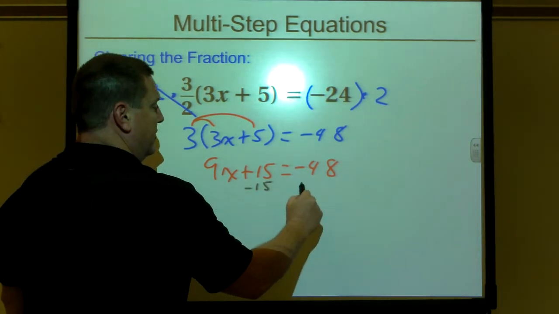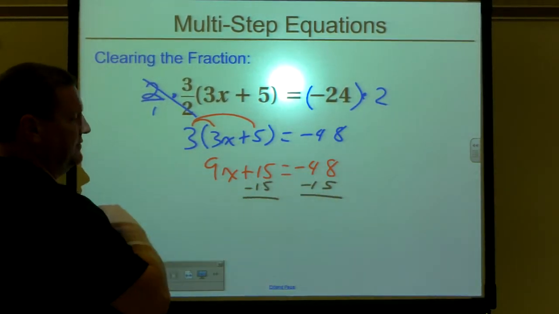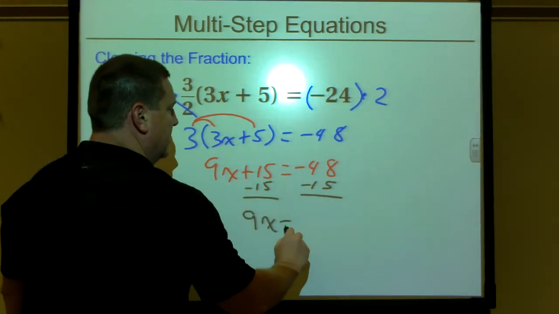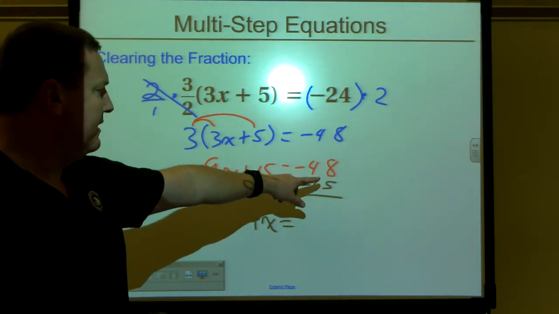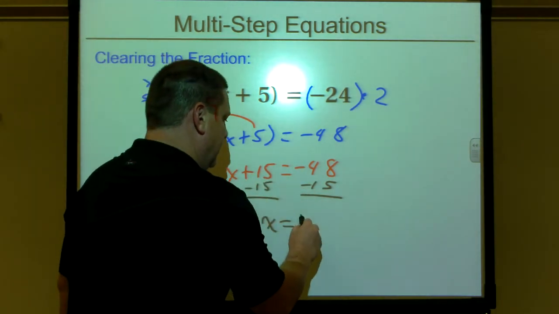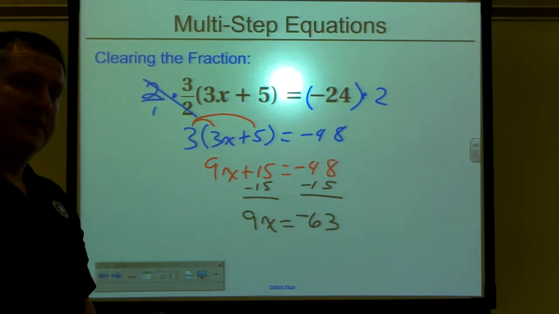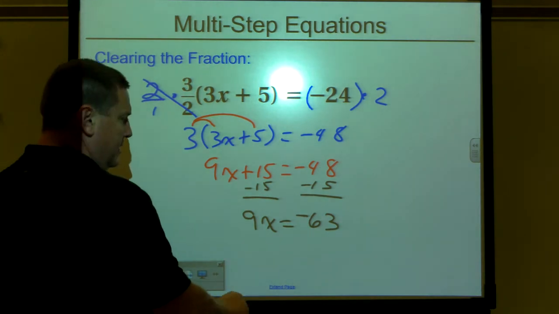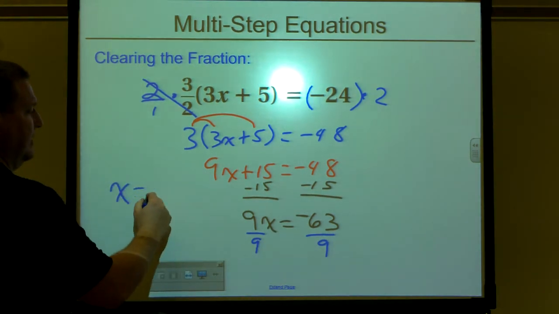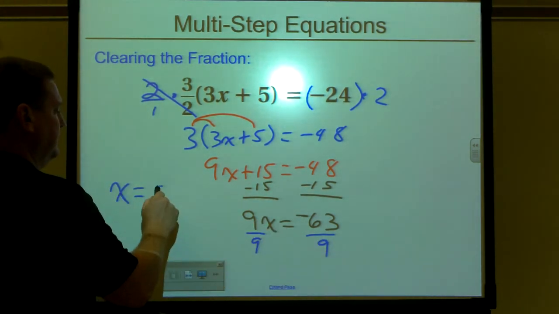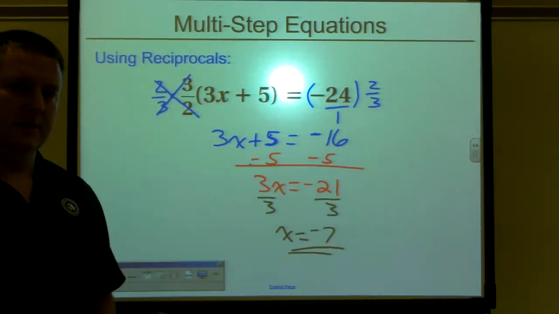I can use reverse PEMDAS here. So minus 15. So we have 9x is equal to, and again, use a calculator here because a lot of people are going to get this wrong. This is negative 48 minus 15, which is going to give you a negative 63. Remember, I should end up with the same answer as I had before. So all I got to do now is divide by 9 on both sides. 9 over 9 is 1. 1 times x is x. Negative 63 over 9 leaves you with negative 7. If you look back on the previous slide, you can see it was also negative 7.